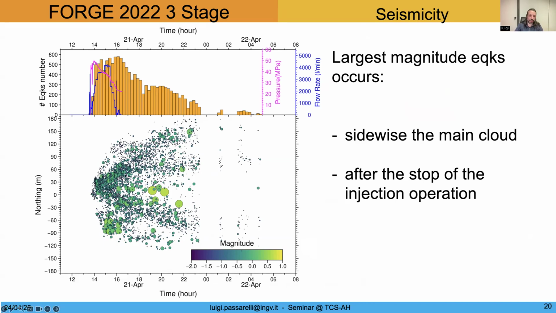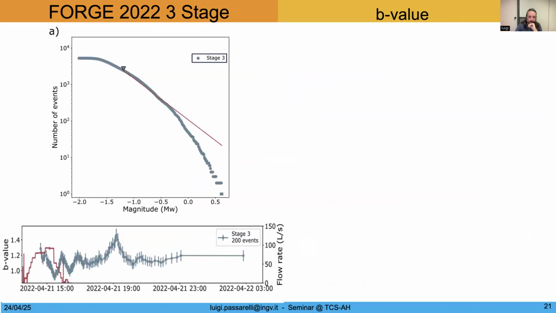But what is very interesting, as you also see from the video, is that you have a sort of bilateral propagation of the seismicity. It's increasing sidewise, and you also have some branching off of the seismicity which hosts larger magnitude events. The largest magnitude recorded was 0.5 in this case. Here the injection stopped, but you see that the propagation is still going on.